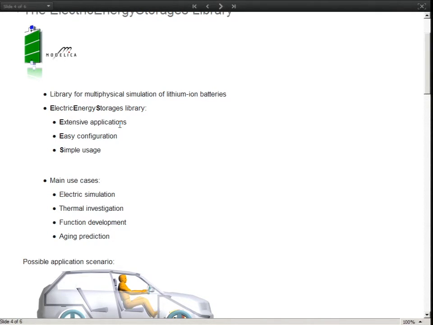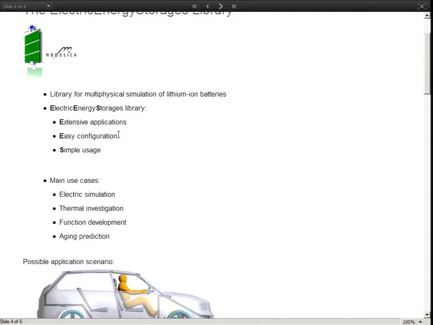And we wanted an easy configuration of our models, so we really put some effort into the parameterization of our models to make it very intuitive in usage, and also to provide simple usage. So just to drag in the components in your basic model and to have ready-to-use drag-and-drop models.